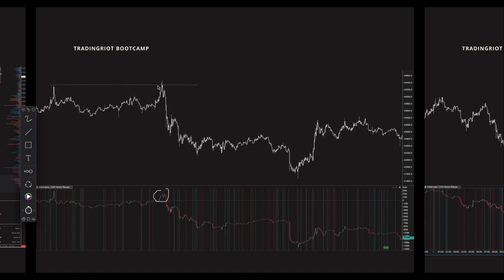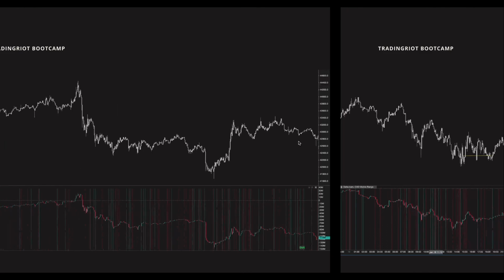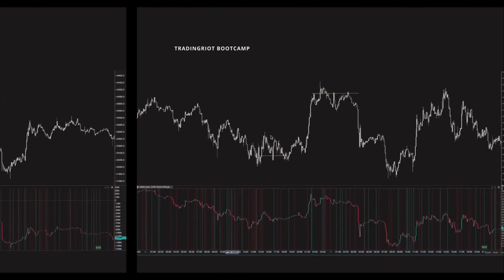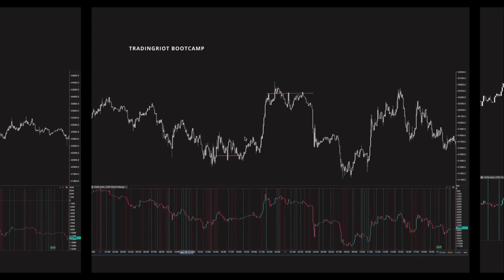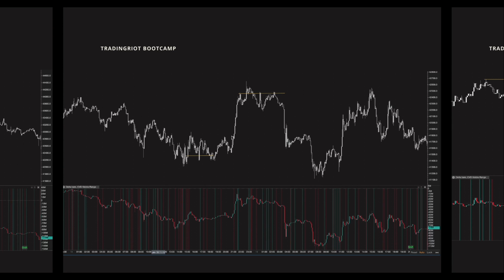This is your failed swing. People will chase it, take out the highs, delta is huge into it, but the market will just continue to go in the opposite direction. Okay, so this is this thing. Another one for BTC on intraday levels.